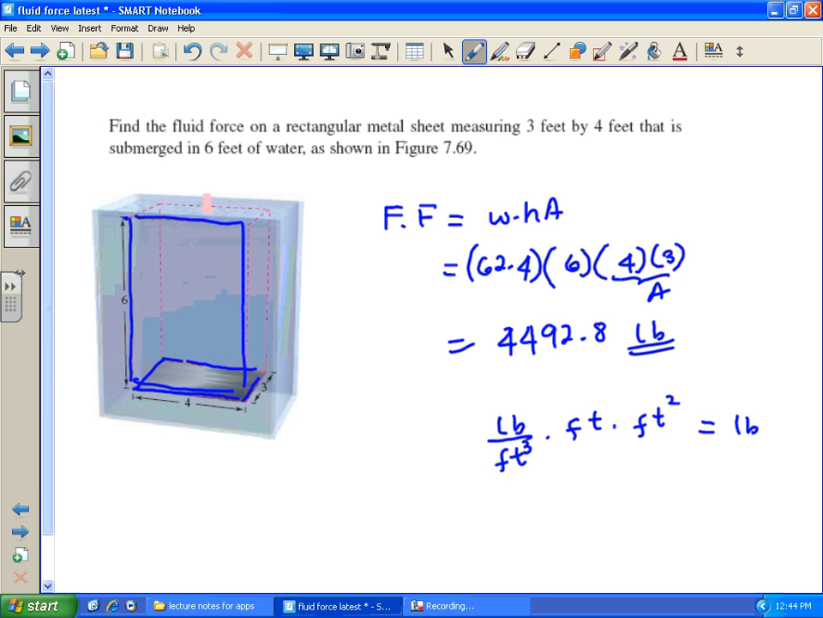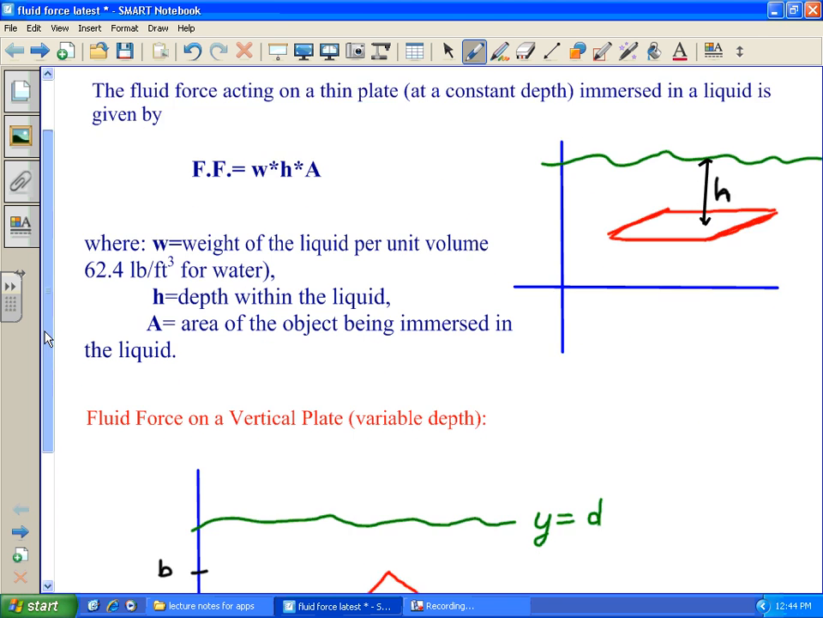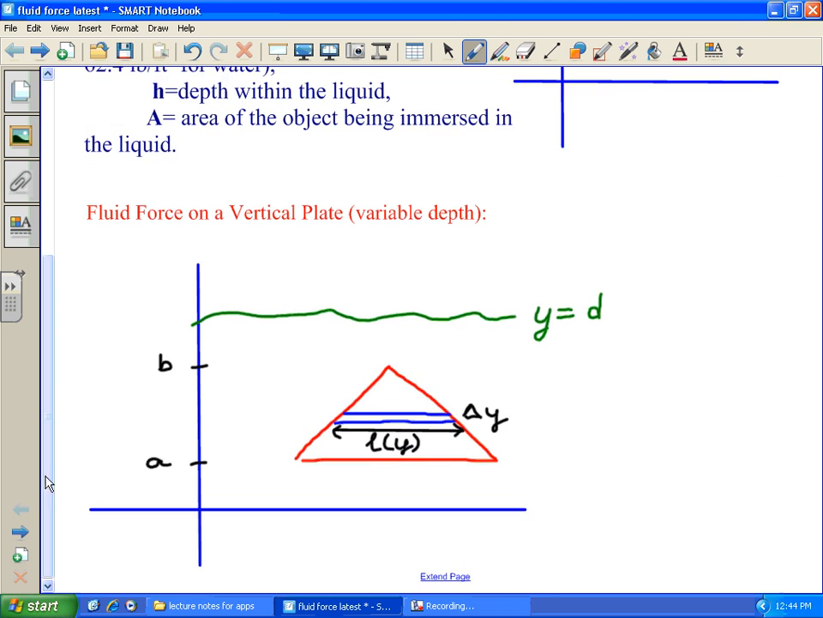So what we need to do is slice it into horizontal units where the depth is constant, find the fluid force for one representative unit, and then integrate it to find the total force. So it becomes more complicated to find the fluid force when you're dealing with a vertical plate. And that's our next situation here: fluid force on a vertical plate.